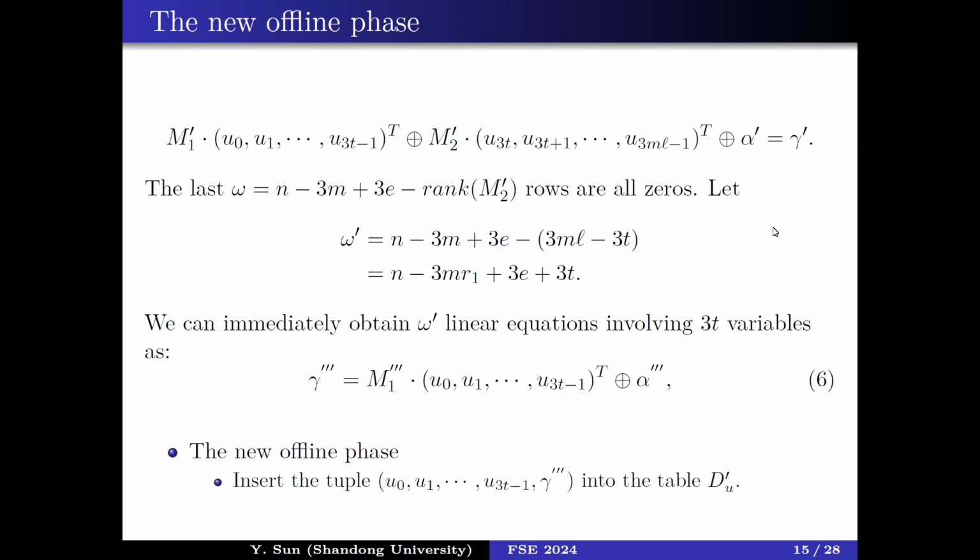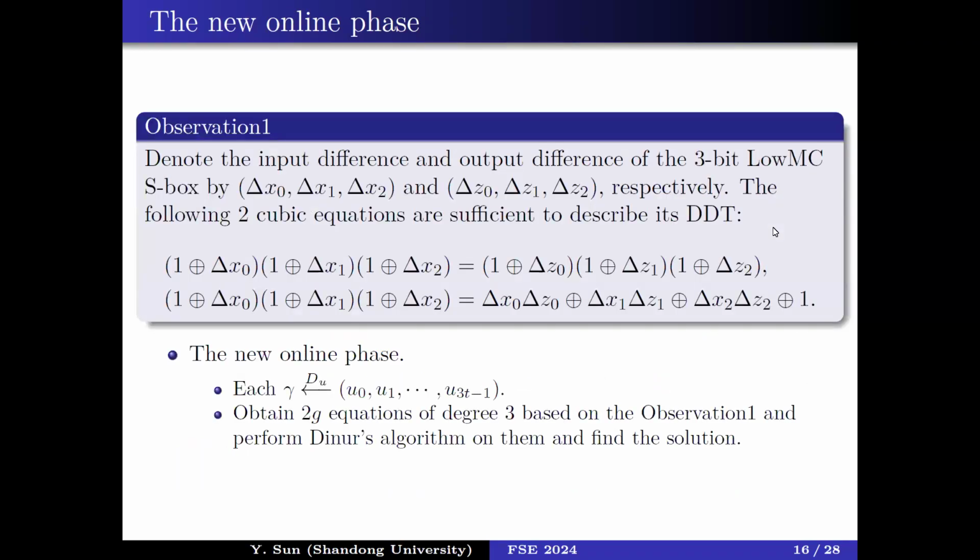In the offline phase, we focus on the last omega prime rows in the matrix M2 prime instead of the omega rows. Then we build the table D_u prime. This is just different from the way it was before. We introduce nonlinear equations of degree 3 for the unknown variables in the online phase instead of enumerating them, and then solve the equation system utilizing Dinur's algorithm.